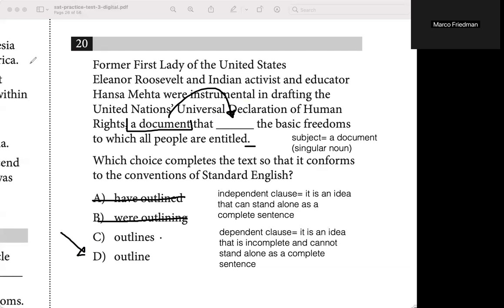Outline. Outline again is a present simple verb. However, because there is no suffix, this means it's conjugated for a plural subject. And that's not going to work with our singular subject, a document. So in the end, as was clear before, but always best to double check, you never know, outlines is going to be our correct answer, okay?